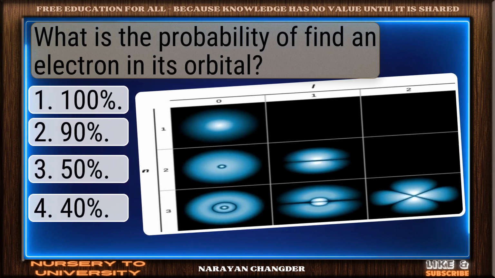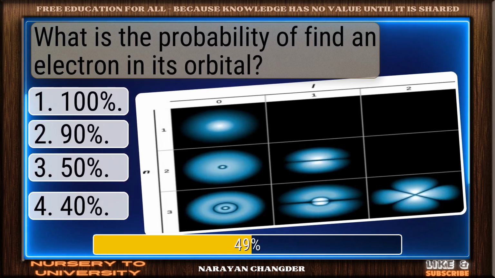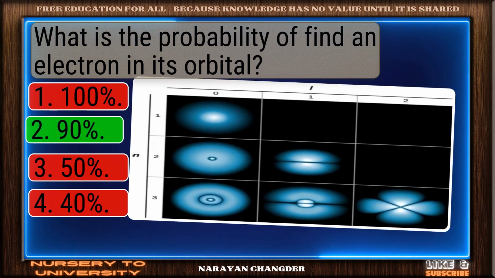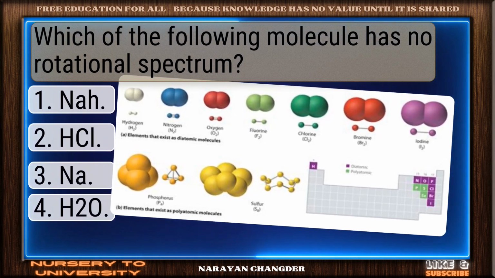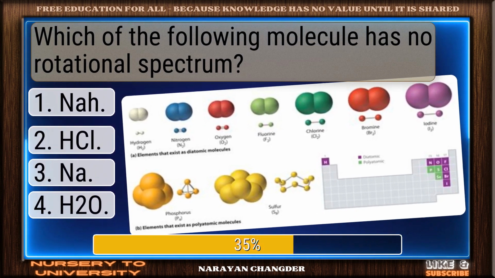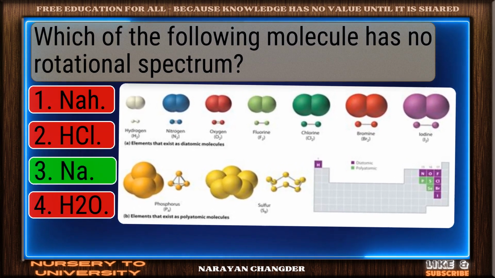What is the probability of finding an electron in its orbital? You're right. 90% is the correct answer. Which of the following molecule has no rotational spectrum? Solid response. N2 is a valid choice.